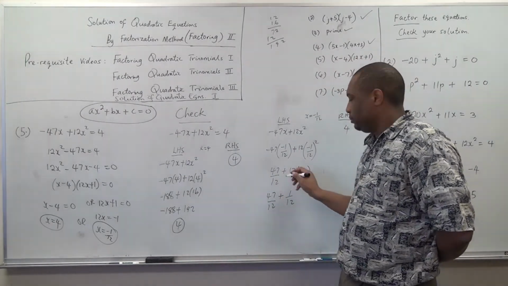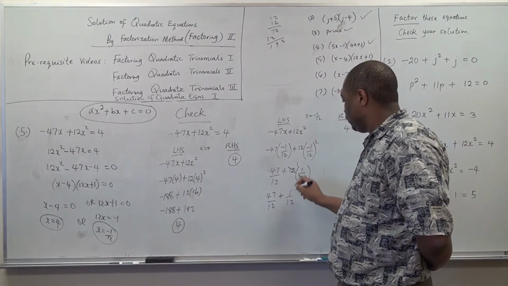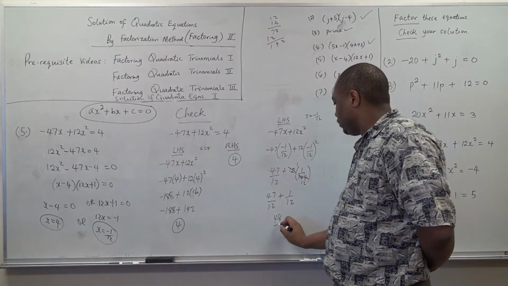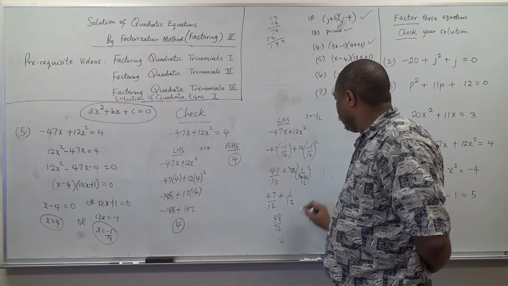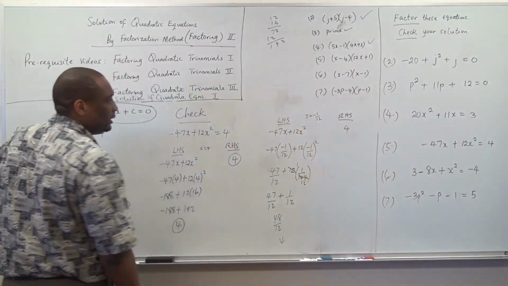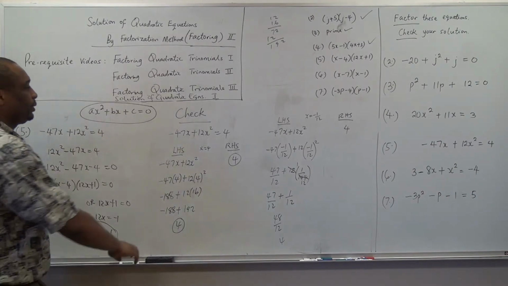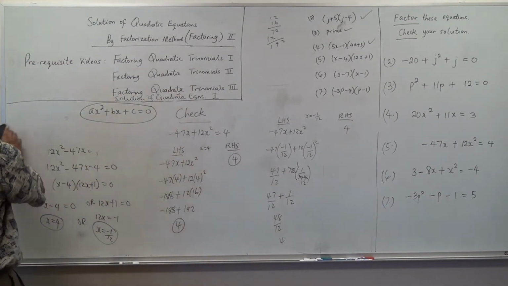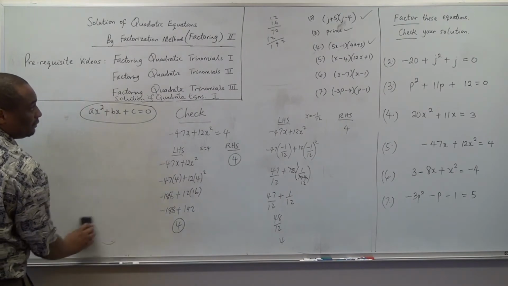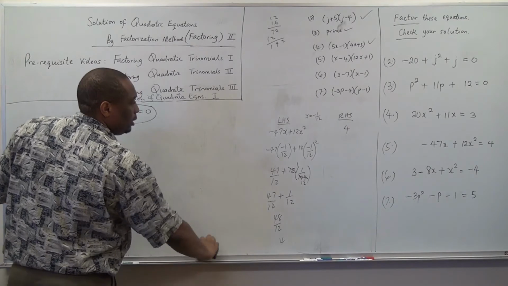Because 12 divided by 12 is 1, and 144 divided by 12 is 12. So this is 48 over 12, and this is 4. 4, 4. All right, so it worked. And that's the solution to number 5: x equal to 4, or x equal to negative 1 over 12. All right, number 6, and then 7. Then we call it a day.